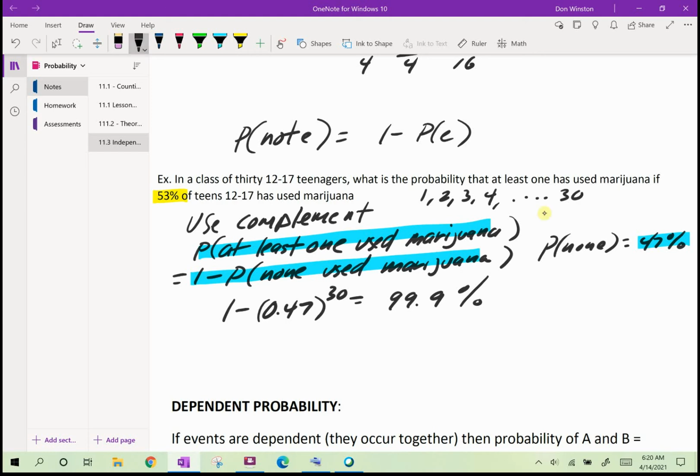them have, and for none of them, again, they're independent: 0.47 times 0.47 times 0.47, 30 times. They're all independent events. So the probability that at least one has used marijuana is almost 100%. 1 minus 0, at least one has used marijuana. It's 99.9%.